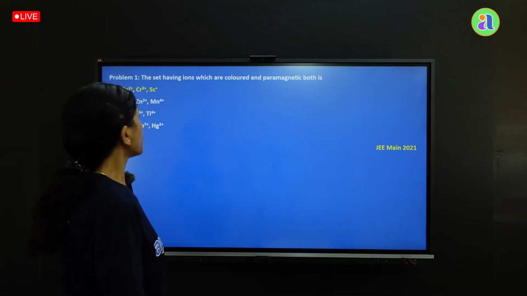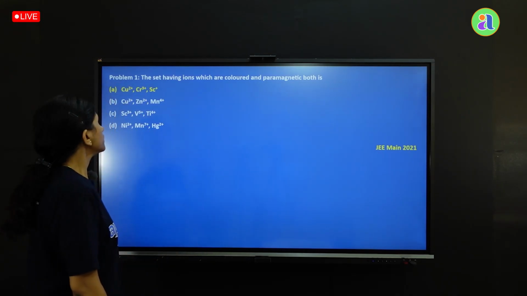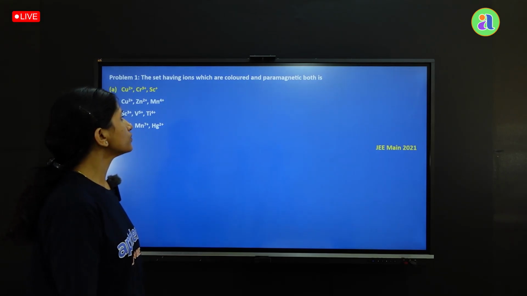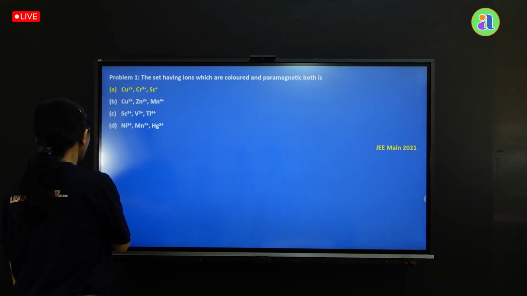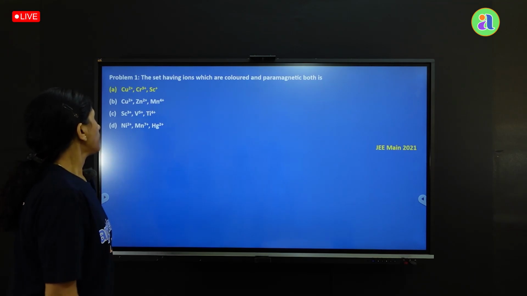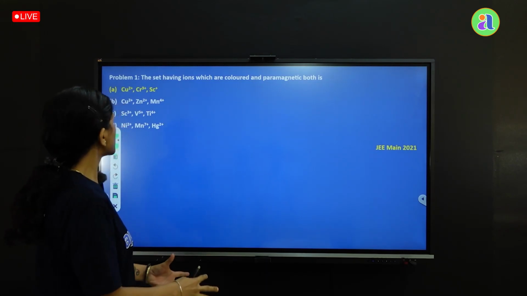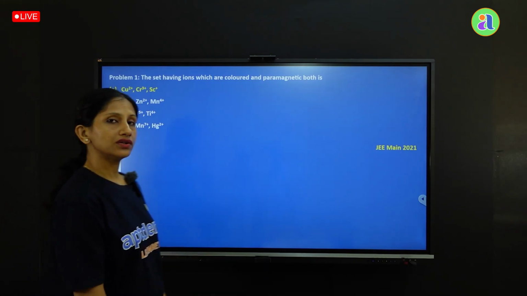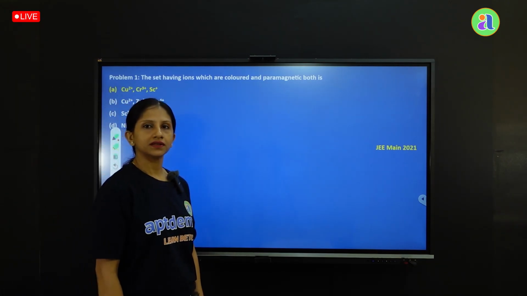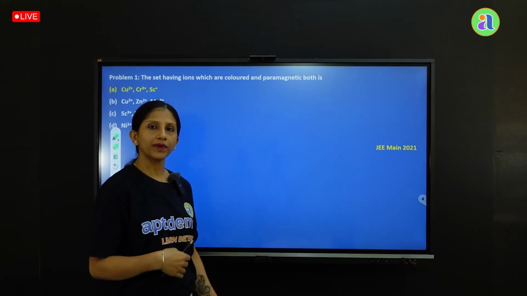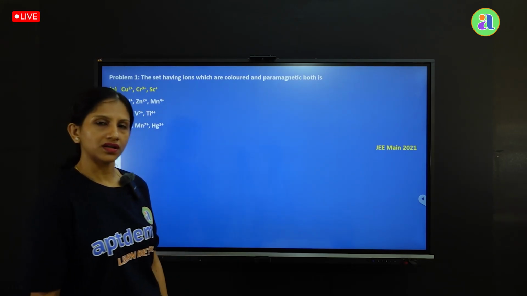So, this problem 1 has been taken from the Joint Entrance Main Examination 2021. The problem is: the set having ions which are colored and paramagnetic both is. So, we have to check among all the sets, 4 options are given, which is the set where all the ions are showing paramagnetism and colorfulness. So, what we know is that any ions which contain unpaired electrons basically show color, and they are paramagnetic in nature.